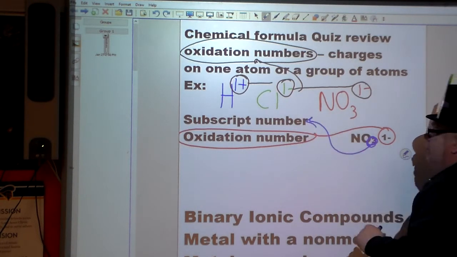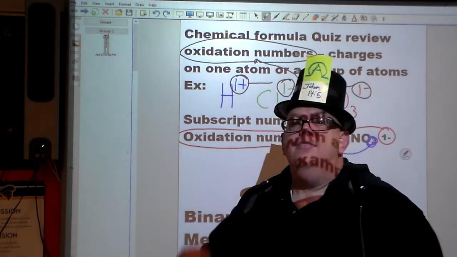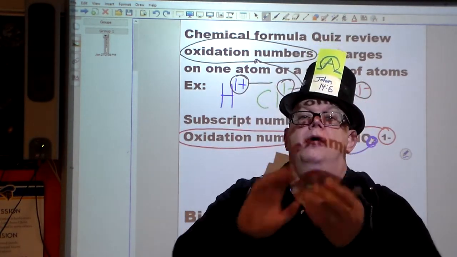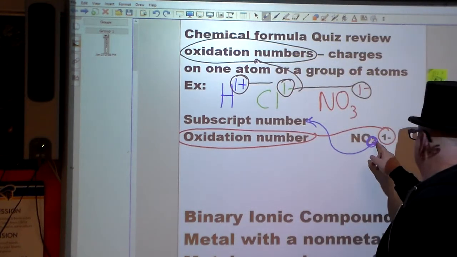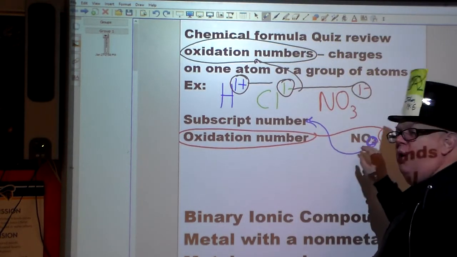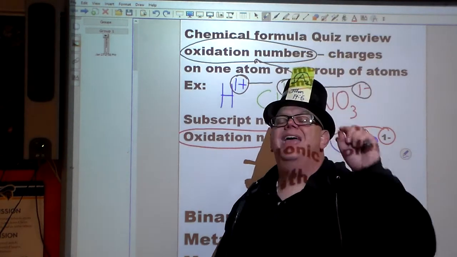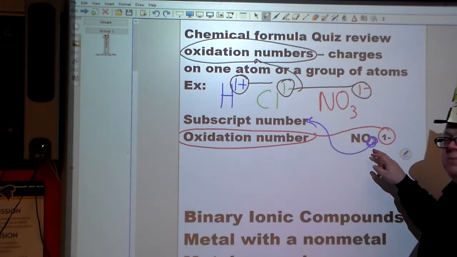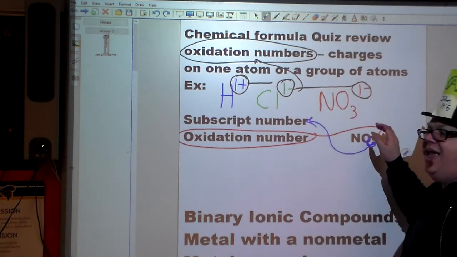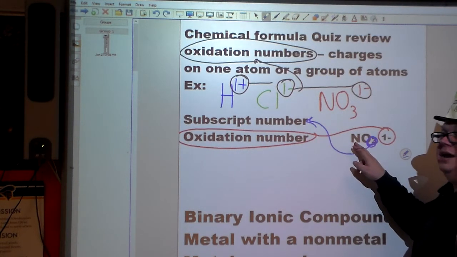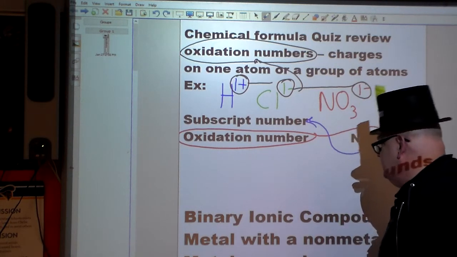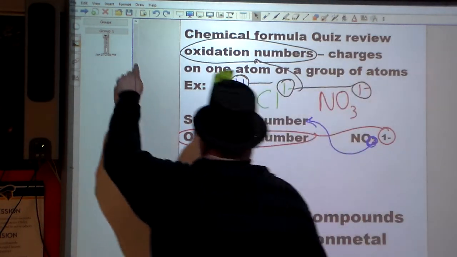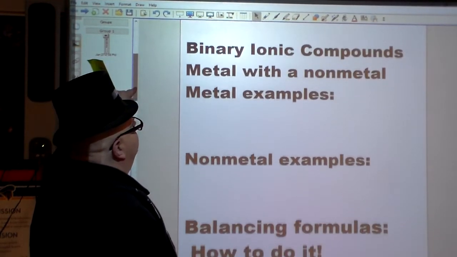Okay, but wait, what about this number right here, that 3? That's a subscript number. What is that telling me? That there are 3 oxygens in this group of NO3. Well, wait, doesn't it say how many NOs? No. It's NO3. When the 3 is in the lower part, that's the subscript number. That's when we say there's 3 atoms of oxygen and 1 atom of nitrogen. That's the difference between the subscript number and the oxidation number. Okay? All right, let's move on.